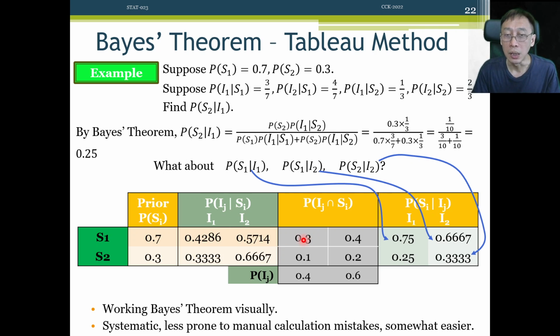So here we then multiply, we get this, add vertically down, we get this, and then we divide through its own column sum. 0.3 divided by 0.4, we get 0.75, 0.1 over 0.4, 0.25, and so on. So we get these numbers, and they readily give us the probability of S1 happening given that I1 has happened. So right now in this example, it's all just working on numbers. There's no context to it.